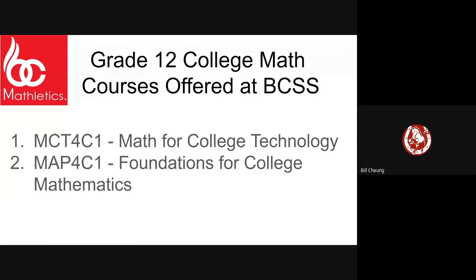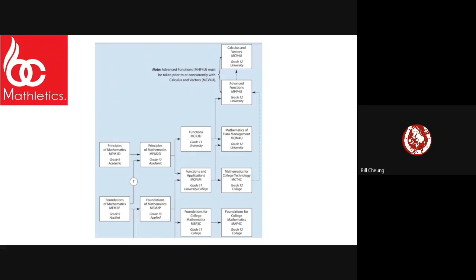Welcome to a brief video on the grade 12 college math courses offered at Bill Carruthers Secondary School. There are two primary courses. The first course is the MCT 4C1, Math for College Technology, and the second course is the MAP 4C1, which is the Foundations for College Mathematics. Here's a brief look at the pathway.